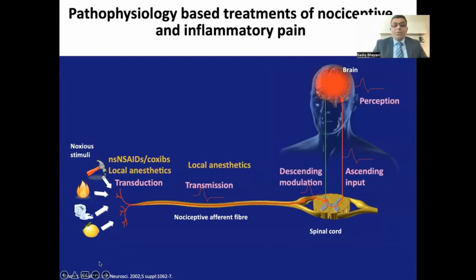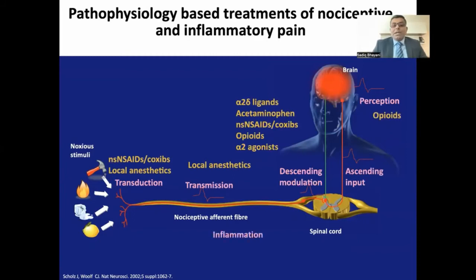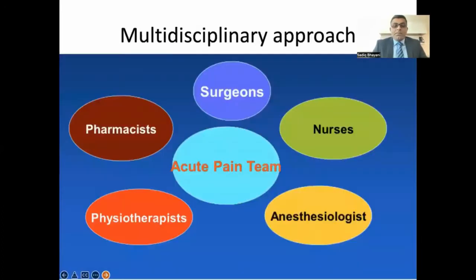So we want to use drugs like alpha-2 ligands. We'll talk about clonidine, alpha-2 agonists, acetaminophen or paracetamol, anti-inflammatory drugs, and toxins. They're basically working on the descending modulation, and the opiates work on the ascending input, overall reducing the neuronal inflammation, which can lead to peripheral as well as central sensitization. So it's a multidisciplinary approach. Basically, you are going to work as a team.